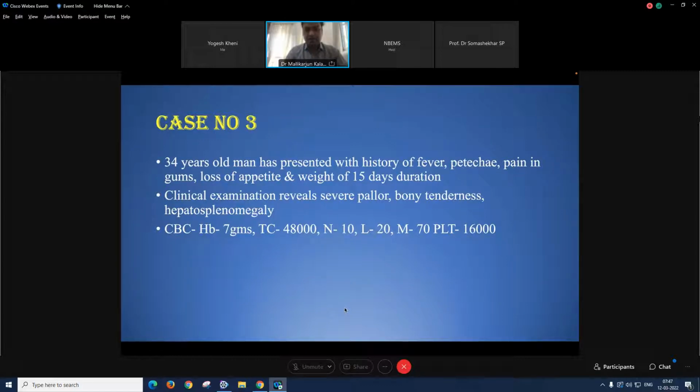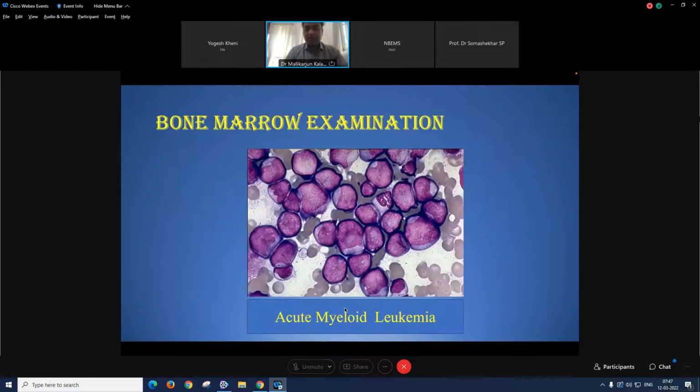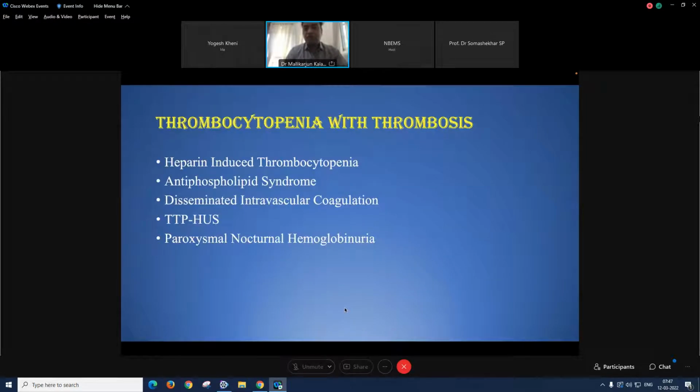There's another young fellow who came to us with fever, pain in the gums, loss of weight and appetite. Clinical examination showed severe pallor, bone tenderness, and if you see the hemogram, there is pancytopenia, right? And the marrow confirmed the diagnosis of acute myeloid leukemia. So we always have to look at the simple test more closely to make sure that we don't miss a sinister problem.